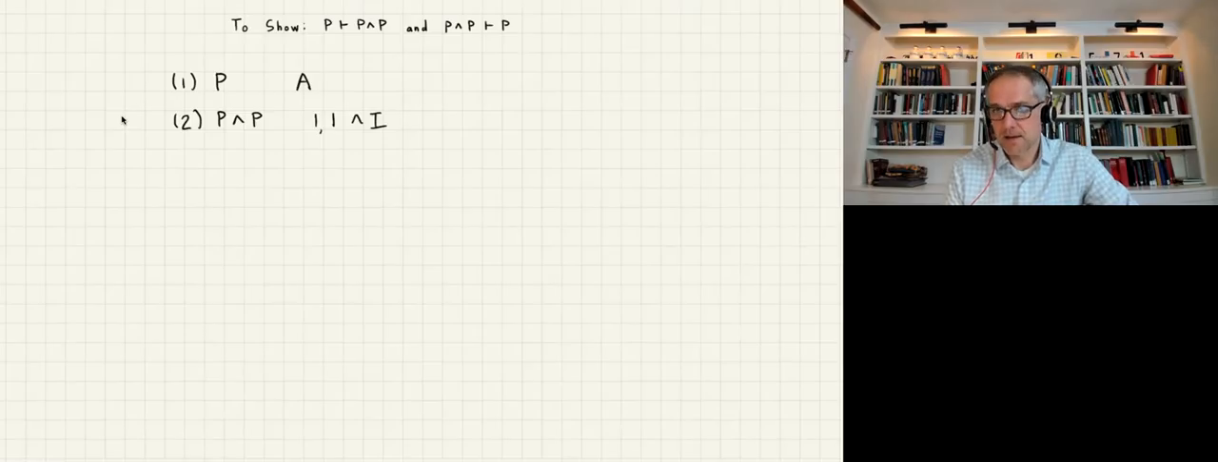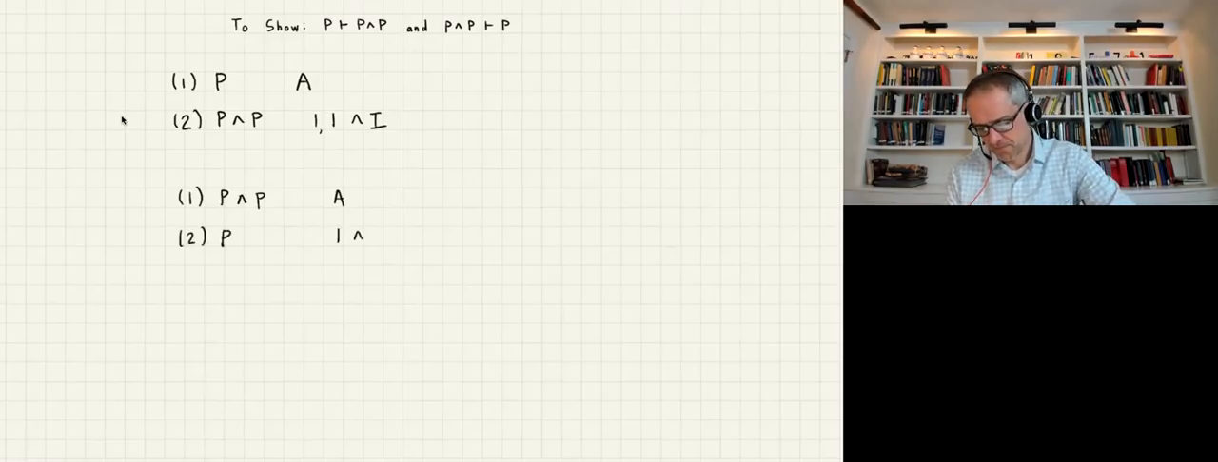Now, on the top there, I wanted to show not just that P and P follows from P, but that P follows from P and P. Actually, the second one is easier than the first. It doesn't even require any reasoning about how the rules work. You just go from P and P, your assumption on line 1, and then you apply and elimination one time, and you get P.